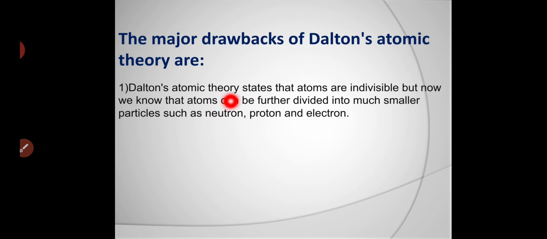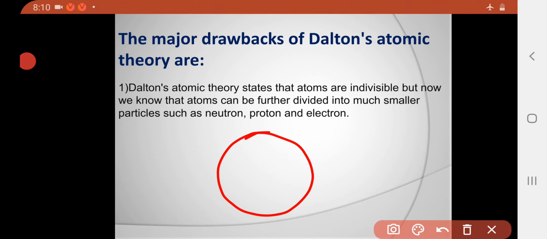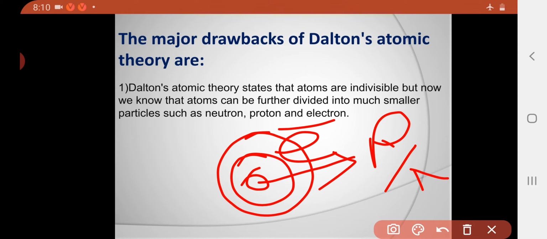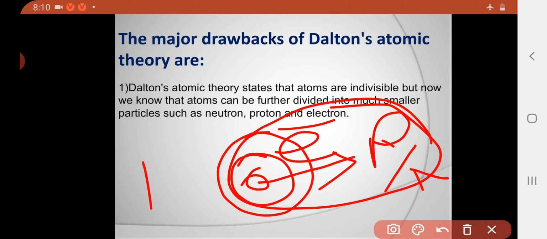Dalton said that his theory states that atoms are indivisible, but we already studied that an atom contains other particles, right? We already know that it contains a nucleus, electrons, protons and neutrons, which together we call an atom. Here Dalton's theory fails. He said it is indivisible, but it is already divided into subatomic particles called electron, proton and neutron.